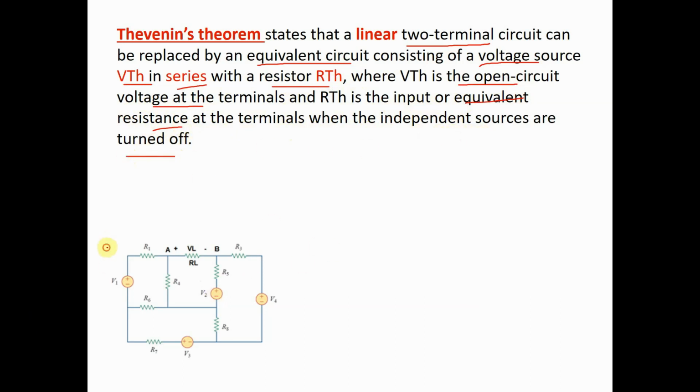So suppose here I have a very complicated circuit where there are three sources and we have an RL which is in between node A and B. This is our load. So now let us try to obtain the VTH and RTH of this circuit.